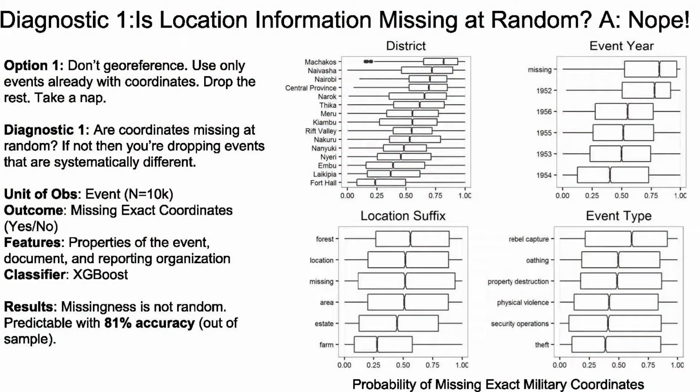The first diagnostic we propose is checking whether or not location information is actually missing at random, or if the kinds of events that don't get coordinates are systematically different, right? I'm a lazy man. If these events are actually missing at random, I don't have to do anything else. I can run it on the subset that I have and go take a nap and not do any more work. The way we frame that is just a classification problem.